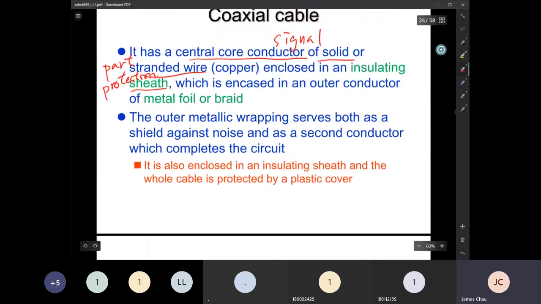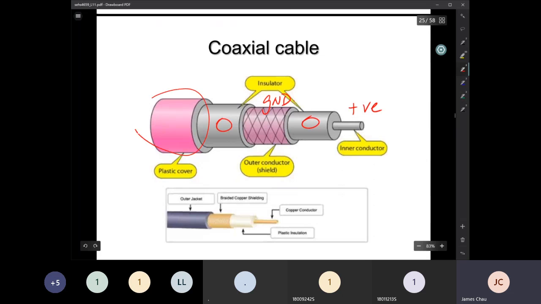Therefore the outer metallic wrapping serves both as a shield against noise, because it is normally connected to ground, and it can eliminate the noise injected into the cable. It is also the second conductor which completes the circuit. And they are enclosed in an insulating sheath, so the whole cable is protected by a plastic cover. You can see that at the outside we have a plastic cover in order to protect the whole cable.